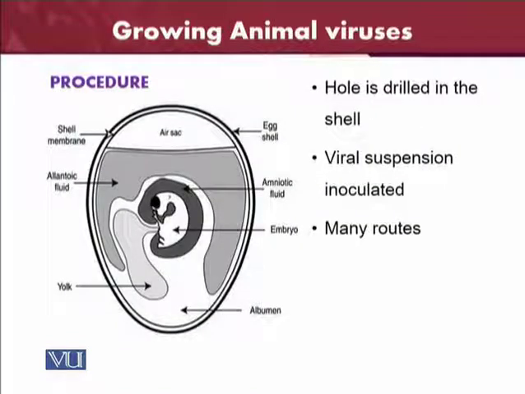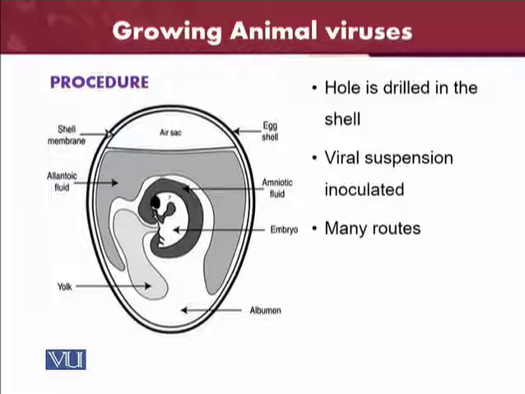How do we use the embryonated eggs? First of all, a hole is drilled inside the shell of the egg, which is very easy. Then the viral suspension is inoculated. How the viral suspension is inoculated depends on the route. There are different routes: the chorioallantoic membrane, the amniotic membrane. We will see them one by one, which routes there are and how it will be inoculated.